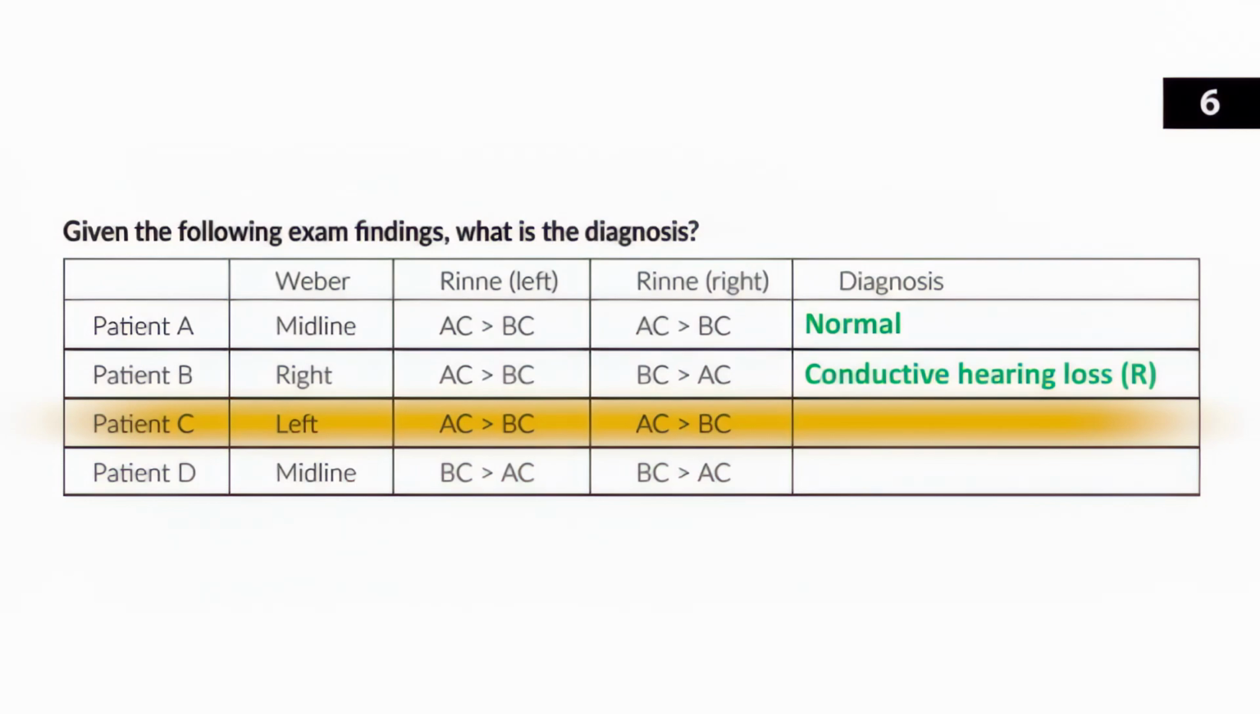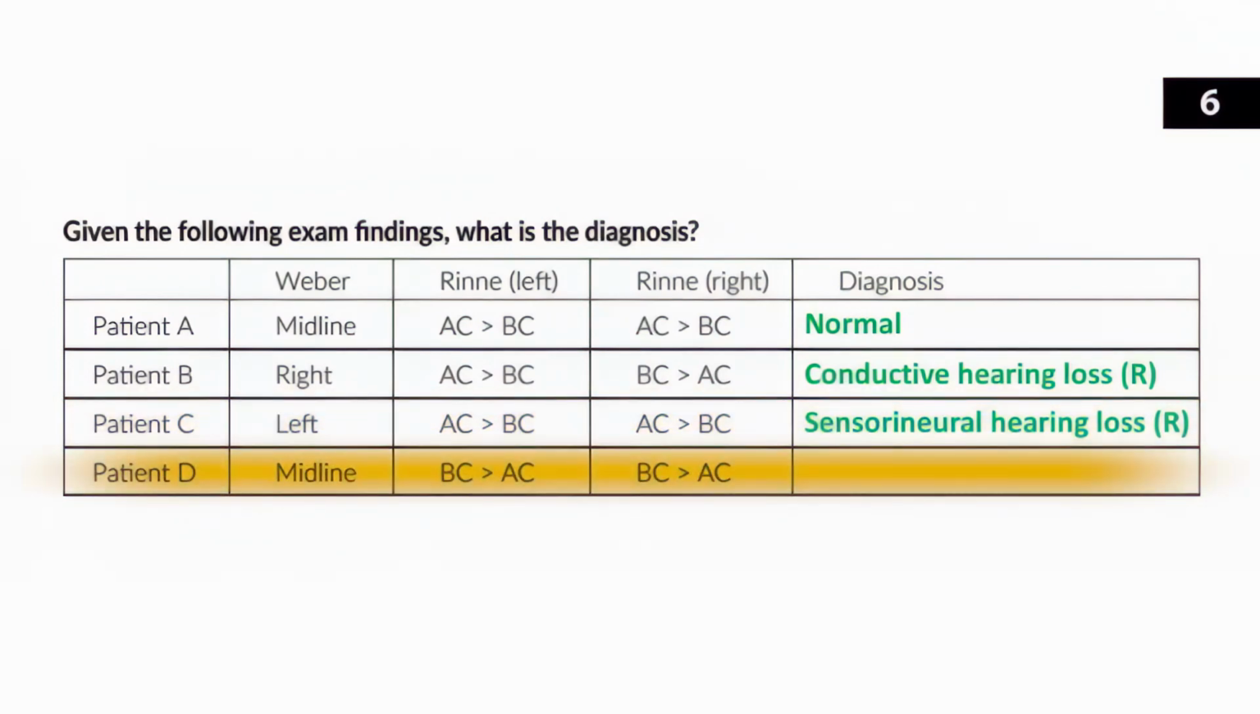The Weber test is abnormal because it lateralized to the left. So maybe that means there's a conductive hearing loss on the left, because with conductive loss, the Weber test lateralizes to the side of the affected ear. But no, the test is normal, so you can't have conductive hearing loss. So if the Weber test lateralized to the left, that must mean that there's sensorineural hearing loss on the right side, because in sensorineural hearing loss, the Weber test lateralizes to the side opposite the affected ear. So you see how important it is to do both tests.